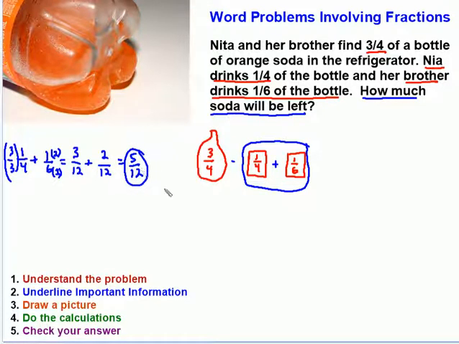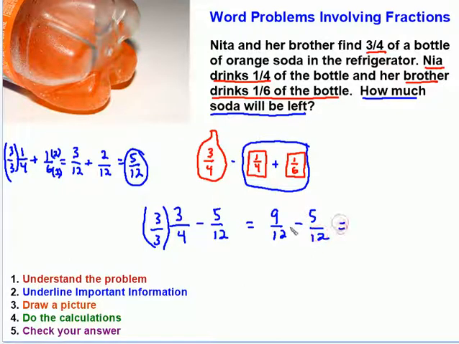But it wasn't a full bottle, it was only 3/4 of a bottle. So now I have to subtract 3/4 minus 5/12. And what do I need to do next? Make sure that I get a common denominator. Once again, I could multiply by 12 over here and 4 over here, but I know that 4 goes into 12. So I'm simply going to multiply the top and the bottom by 3, and that will give me 9/12 minus 5/12.